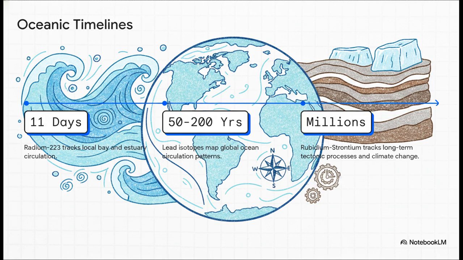But if you want to map global ocean circulation patterns, you'd look for lead isotopes, which track timelines of 50 to 200 years. And to uncover multi-million-year tectonic processes and climate changes, you'd look at rubidium-strontium ratios. It's just wild how scalable this is.